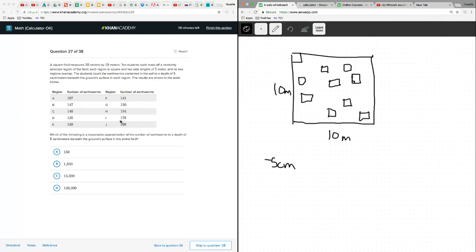Or actually, not even the mean. All you have to do is add up all these and then multiply. There are 100 square meters in this field, and we've just taken a sampling of 10. So when we add up the total, we have to multiply it by 10, because we've got 10 meters squared and we need 100 meters squared.